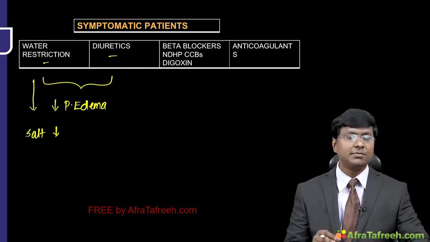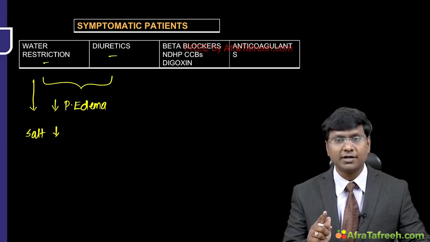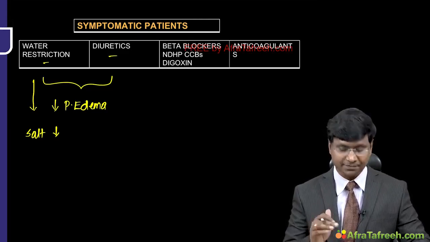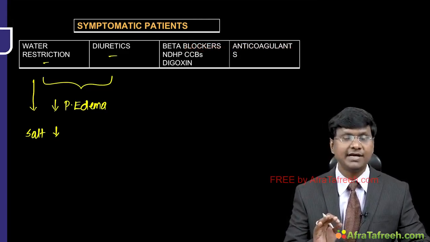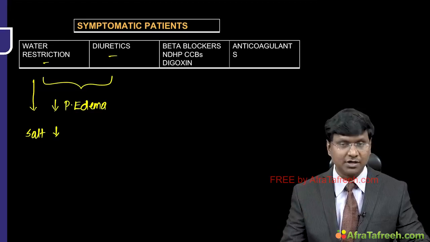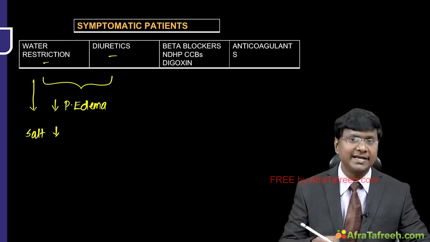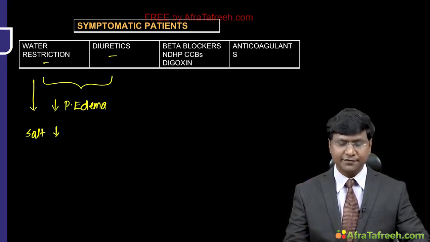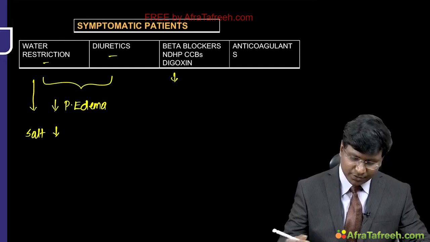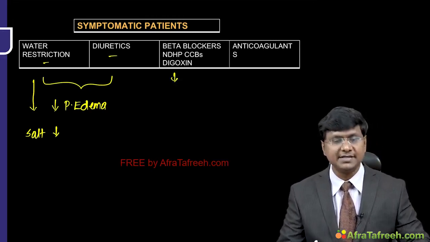So, water restriction, how much water? That is up to 1 to 1.2 liters of water can be taken by the individual per day. And salt restriction, that is 6 grams of salt the individual has to take per day. So that will be the salt restriction. But these diuretics are the very important mainstay of the treatment for treating pulmonary edema, and the diuretic we give is furosemide. Now coming to the beta blockers, non-dihydropyridine calcium channel blockers, and as well as the digoxin.